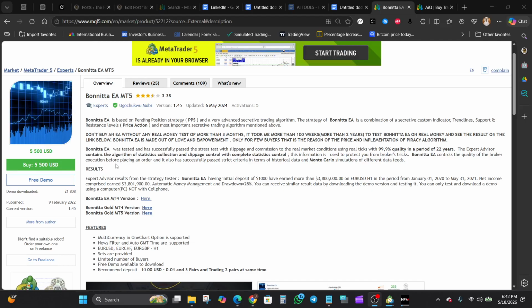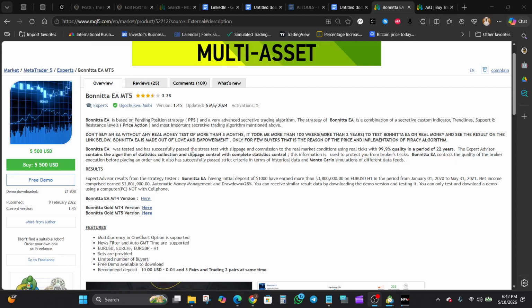So right here on the MQL5 Marketplace page, I can see this EA is listed at 5,500 US dollars with version 1.45 updated in May 2024, and it shows MT5 compatibility based on the information provided here.